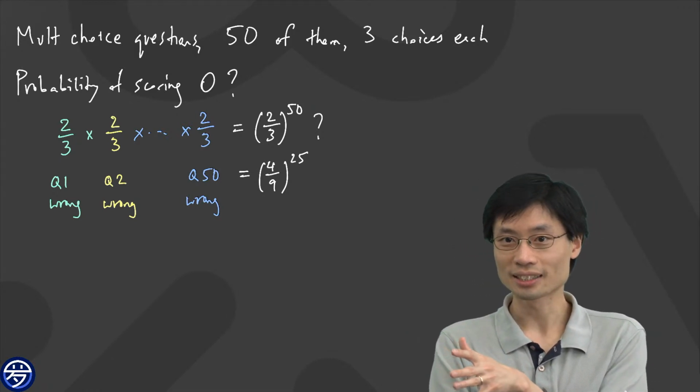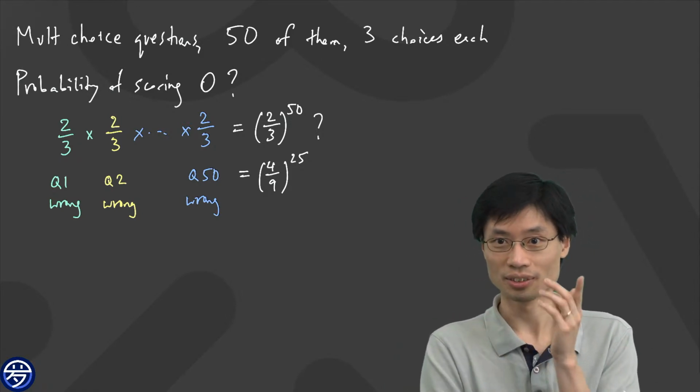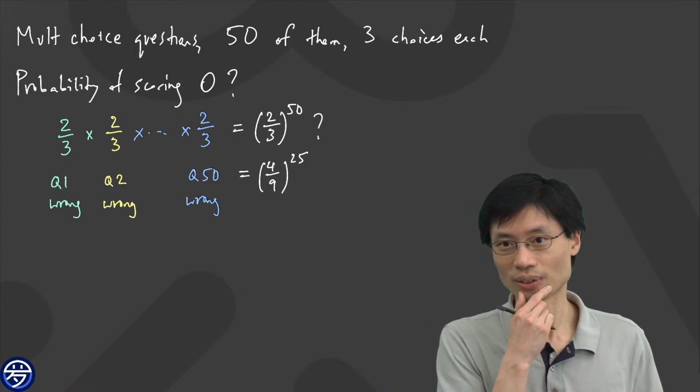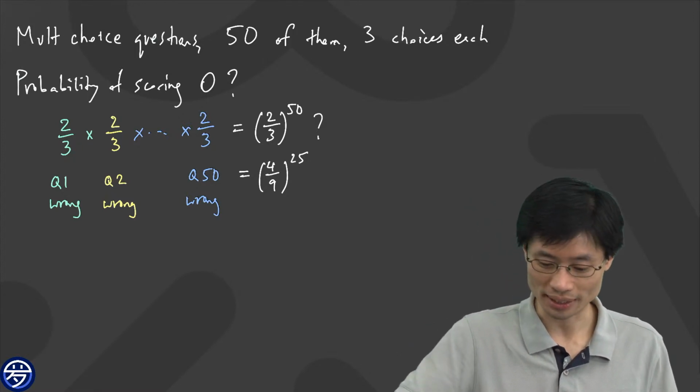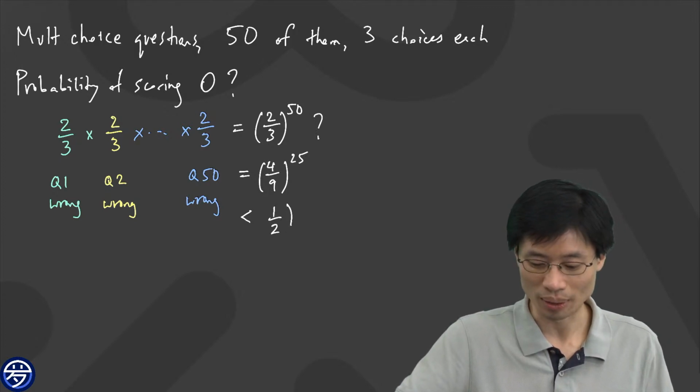So 4/9 is already a little bit less than a half, right? Let's say that. So 4/9 is a little bit less than a half. So I can already get an idea of about how big this is. I'll write that this is less than a half. It's not really about a half, but I'll say it's less than a half to the 25th.